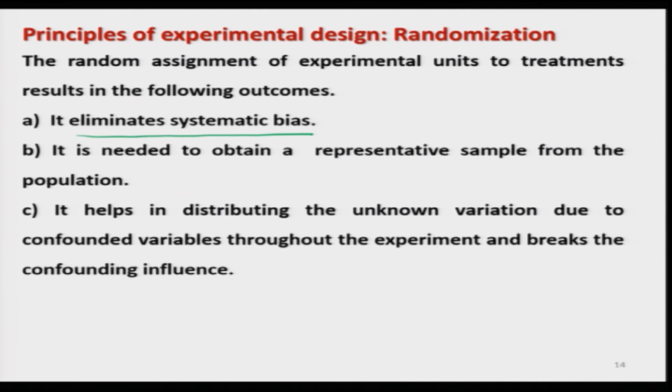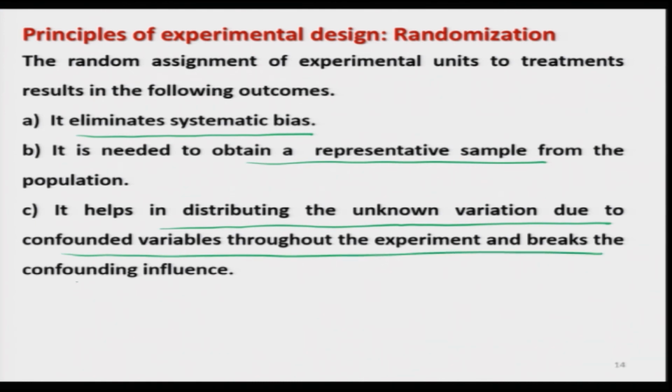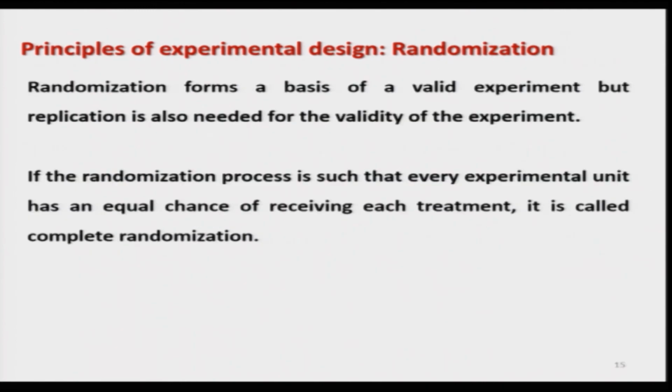And we also believe, that is the basic fundamental of any statistical analysis, that we always assume that my sample is representative. That means all the characteristics which are present in the population are also present in the sample. Right. So, this principle of randomization helps us in getting a representative sample, and this helps in distributing the unknown variation due to the confounded variable throughout the experiment and breaks the confounding influence. Right. And this principle of randomization actually forms a basis of a valid experiment.